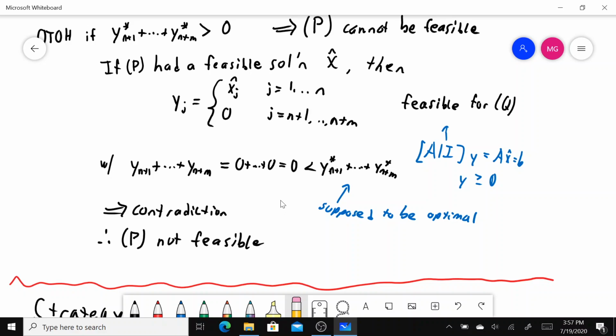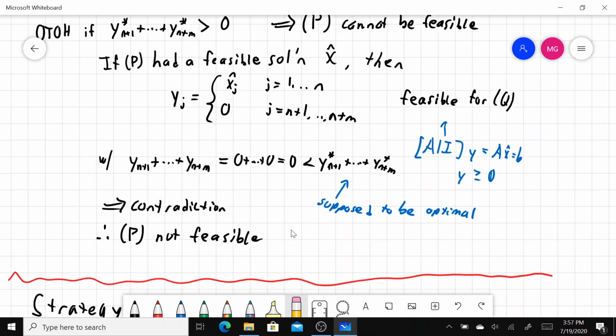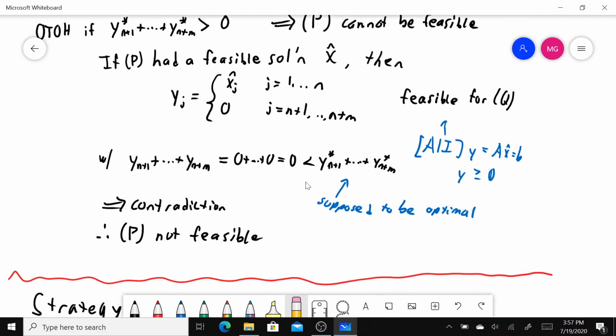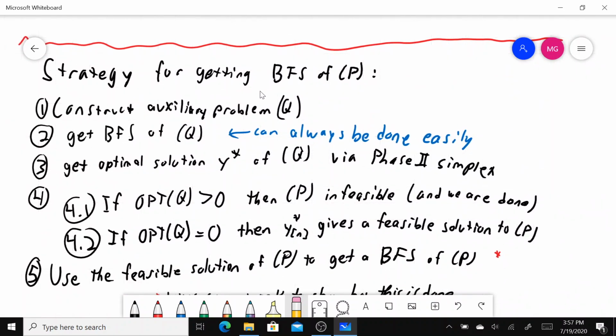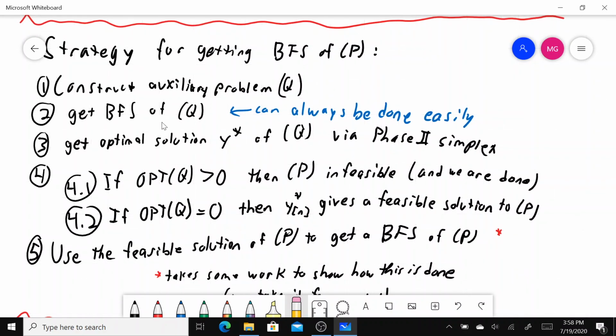So what we have is that auxiliary Q. When we run Simplex, either we're going to find out that P is infeasible because our optimal value will be positive, or we'll get an explicit feasible solution for P. Here's that strategy written out for getting a basic feasible solution of P. First, construct the auxiliary problem Q, and then get a basic feasible solution for it, which can always be done easily by the way we constructed Q. Then you can get an optimal solution y star of Q by the phase 2 simplex method, because we have this basic feasible solution that we automatically got.